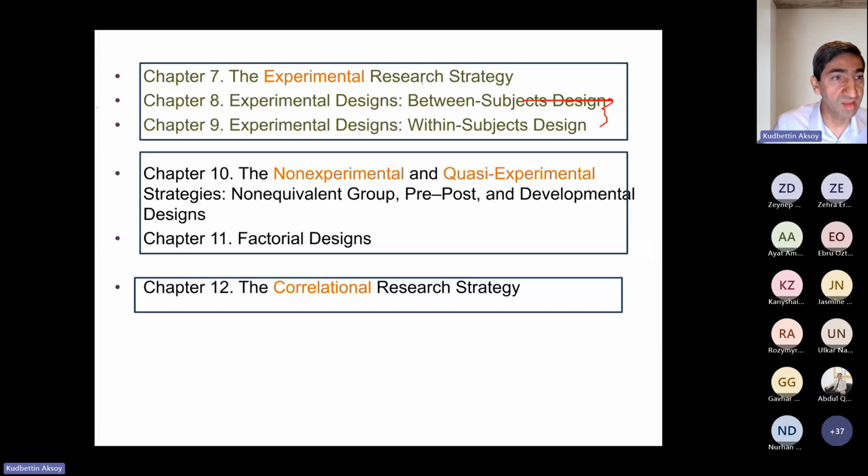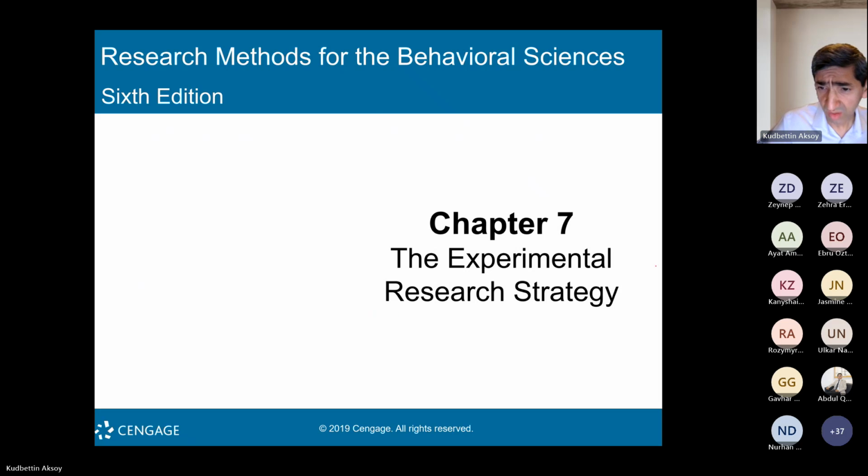And the most crucial ones are chapters 7, 8, and 9, right here. Once you understand these 3 chapters, you can understand the majority of medical studies, way more than half of medical studies are in here. Once you understand correlational design, then you understand most of the studies in education. So let's talk about experimental research.